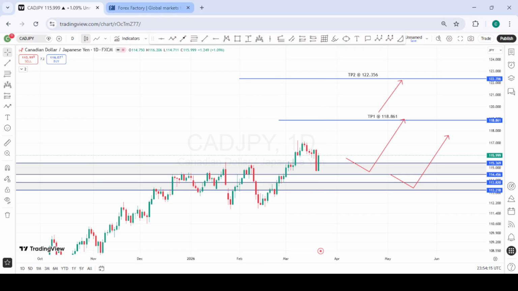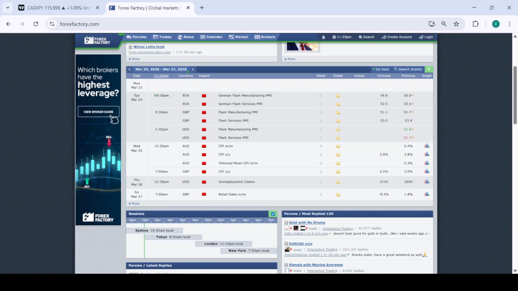Let's have a quick look at the economic calendar for the week. We don't have much for the week. On Monday, there's no high impact news. On Tuesday, we're going to have the German flash manufacturing PMI for Euro, for GBP, for USD, and then on Wednesday, we're going to have the AUD CPI, and I think earlier in the morning during the market session, we're going to have the GBPCAD. On Thursday, we're going to have the unemployment claims for the USD, and on Friday, we're going to have the GBP retail sales. So let's take note of these high impact news for the coming week.